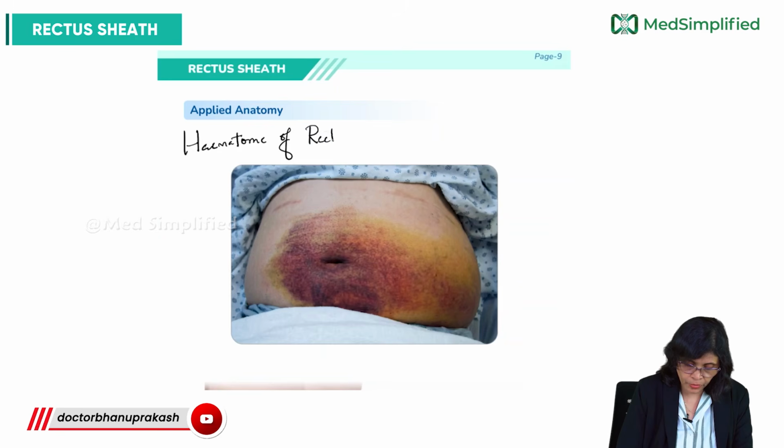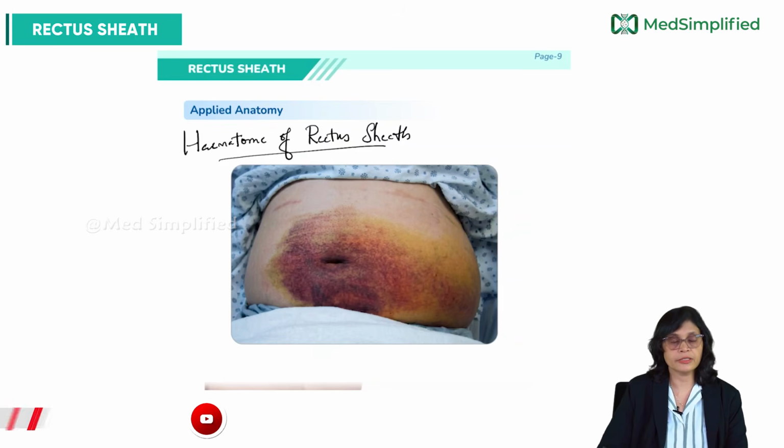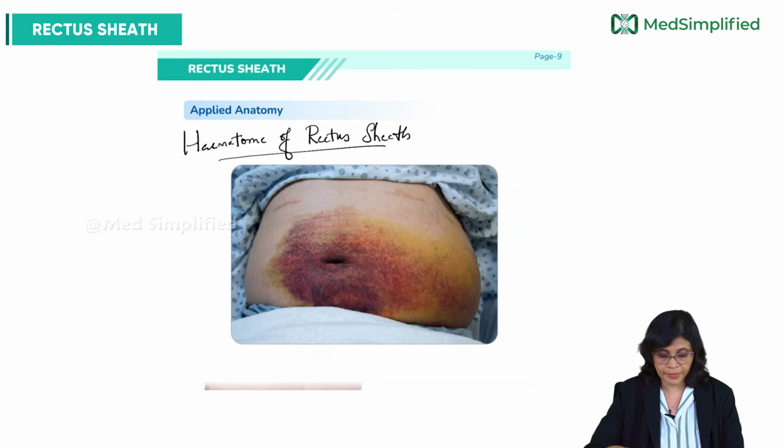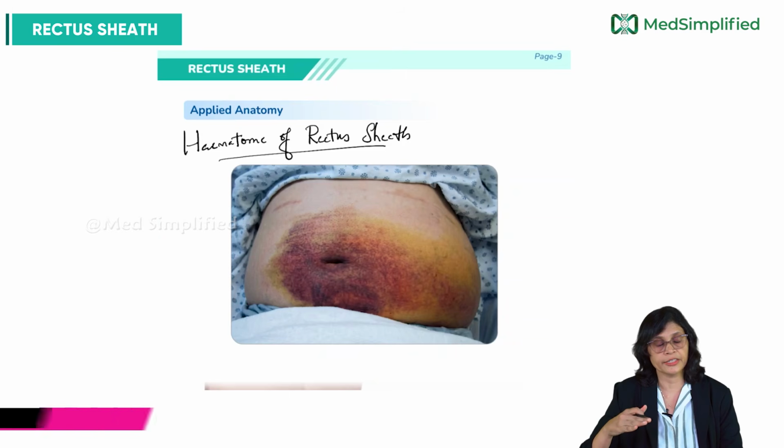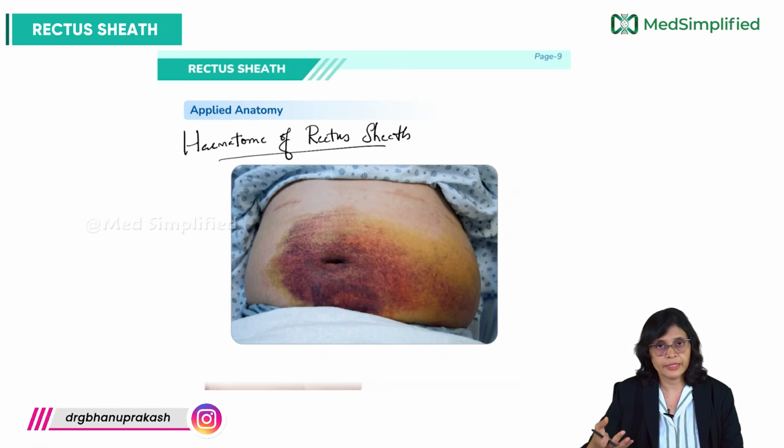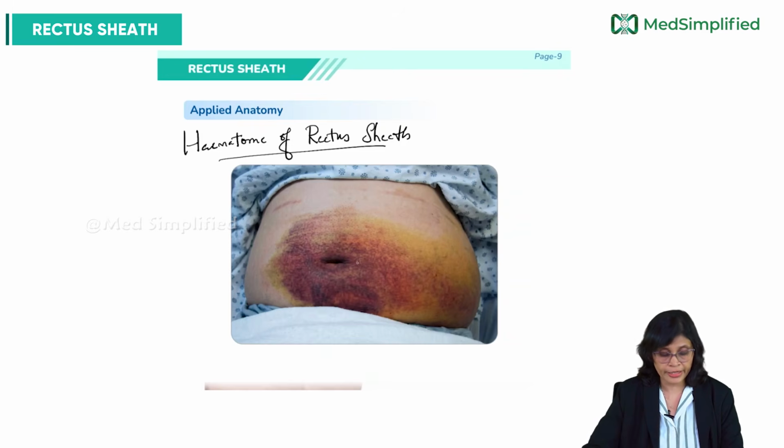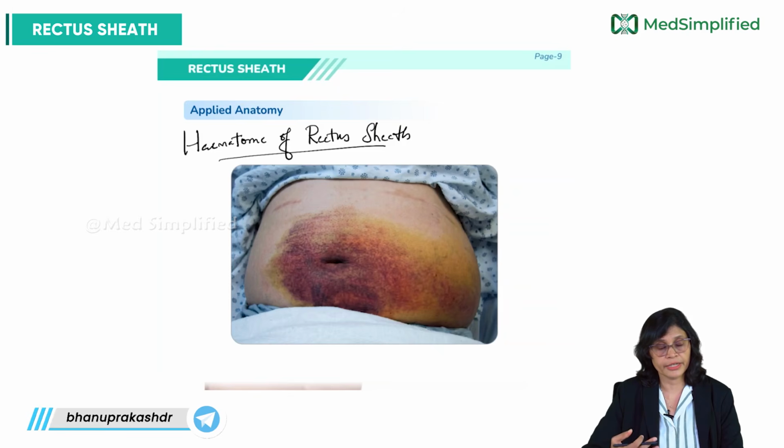Okay, hematoma of rectus sheath. Now what is this condition? Sometimes the superior epigastric and the inferior epigastric arteries, which run through the rectus sheath and anastomose, can be unduly stretched, and this again occurs in multiparous women, or in the later parts of pregnancy. Because of that undue stretching, the arteries can rupture and cause a hematoma. That is the collection of blood in the anterior abdominal wall beneath the rectus sheath.